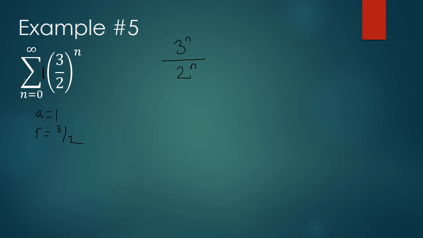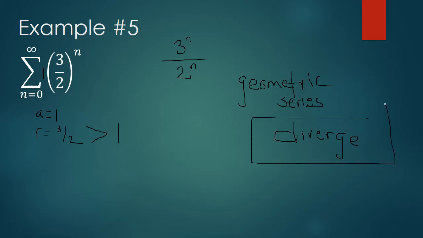Okay, so again, since I can write it as A R to the n, I know that this is a geometric series. So I'm going to name the test that I'm using. I'm using the geometric series test. And now I'm going to compare R to 1. R is 3/2. 3/2 is greater than 1. If R is bigger than 1, then I know that this series is going to diverge. So it's a geometric series and it diverges.